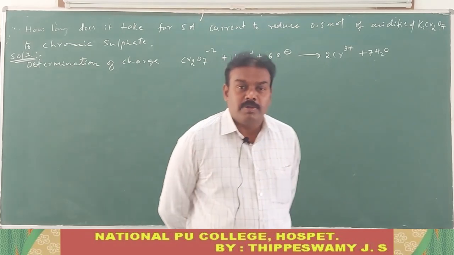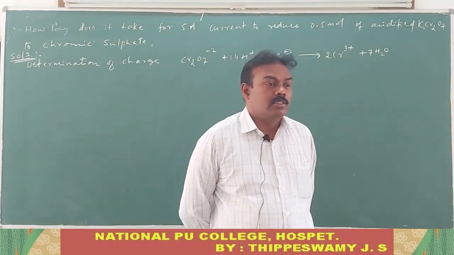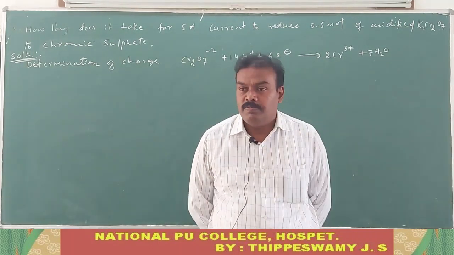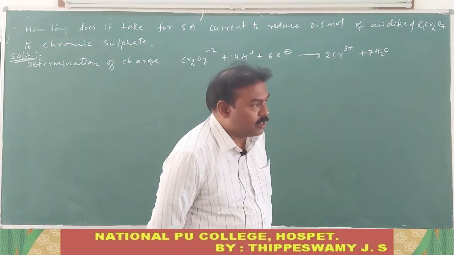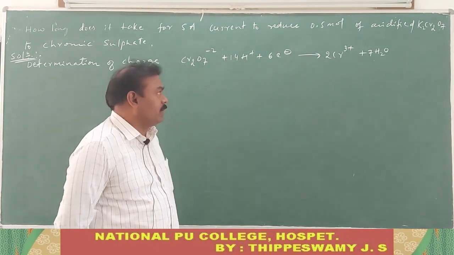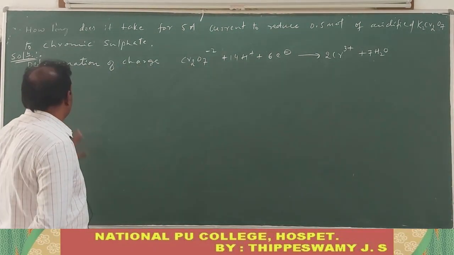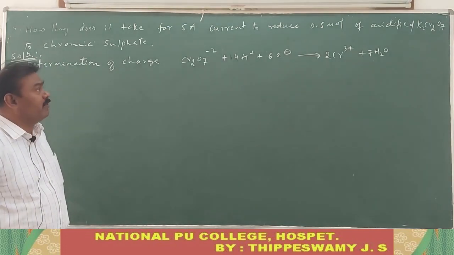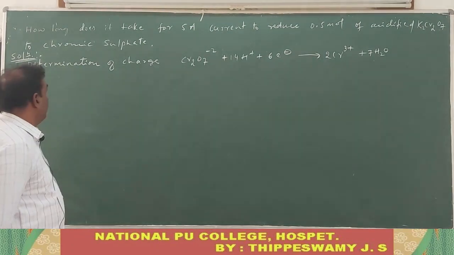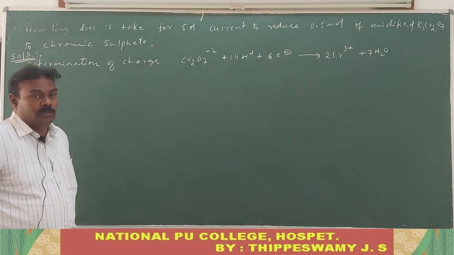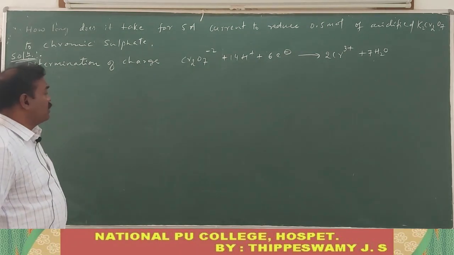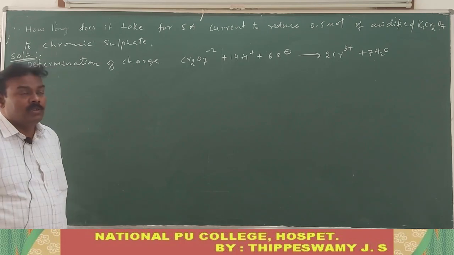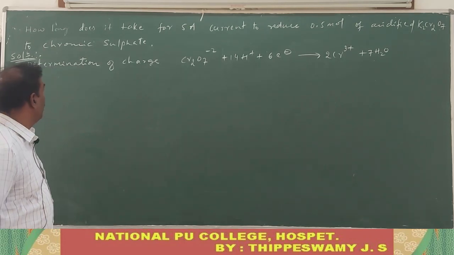Okay students, in the previous class we discussed some of the numericals based on Faraday's laws of electrolysis. Still, some more numericals will be there. We will go through some examples. Suppose you see: how long does it take for 5 amperes current to reduce 0.5 mole of acidified potassium dichromate to chromic sulfate? So here we have to find the time required for 5 amperes current to reduce 0.5 mole of acidified potassium dichromate to chromic sulfate.